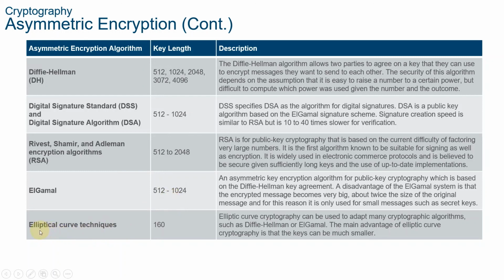So the last one would be elliptic curve techniques. Elliptic curve cryptography can be used to adopt many cryptographic algorithms, such as Diffie-Hellman or ElGamal. The main advantage of elliptic curve cryptography is that the keys can be much smaller.